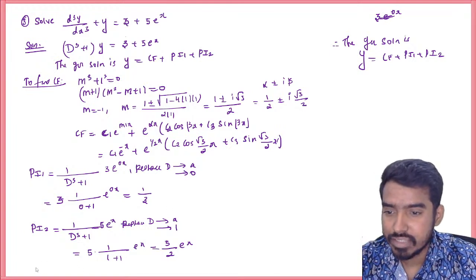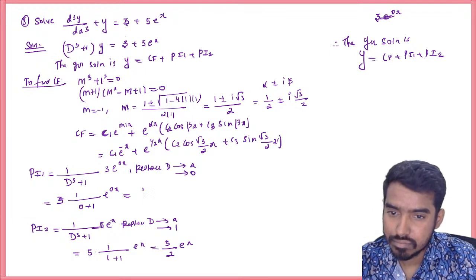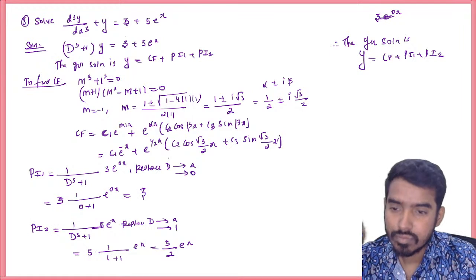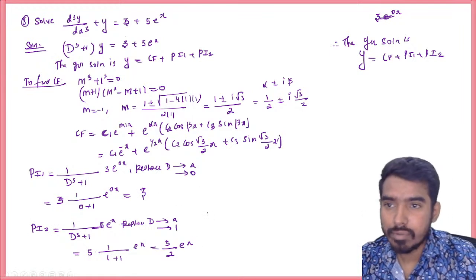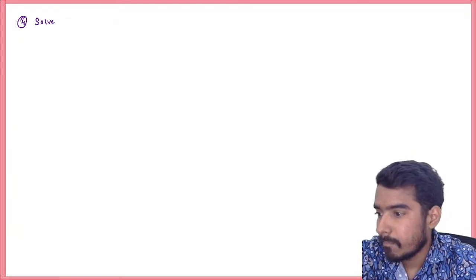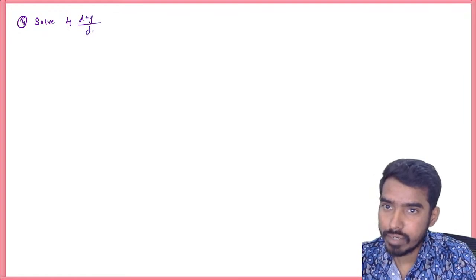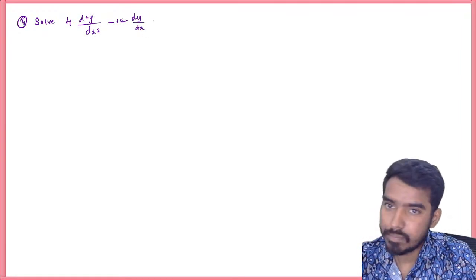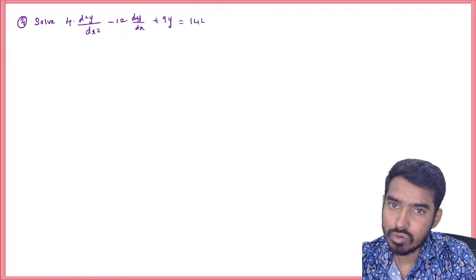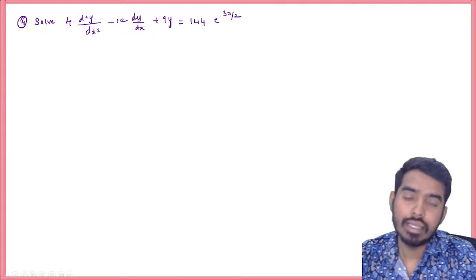So 1 by 3 plus 5 by 2 e power x, right? So I'm on the fourth problem. Solve 4 times d square y by dx square minus 12 times dy by dx plus 9y is equal to 144 e power 3x by 2, right? E power 3x by 2.